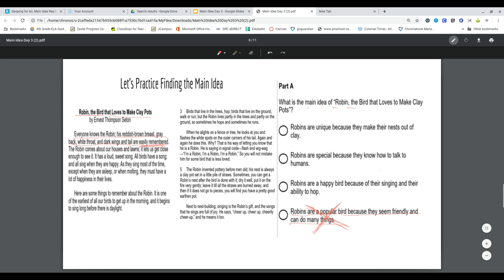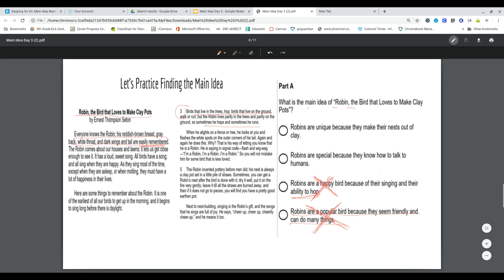Next, robins are a happy bird because of their singing and ability to hop. I remember reading about the ability to hop in paragraph 3. And the reason that it hopped was because they either live in trees or they live on the ground, and some of them walk, hop, and run. So again, incorrect information, doesn't even match with the title. I don't think that's what the author's trying to share.